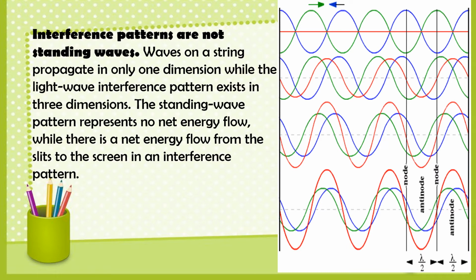So, interference patterns are not a standing wave. Waves on a string propagate in only one dimension, while the light wave interference pattern exists in three dimensions. The standing wave pattern represents no net energy flow, while there is a net energy flow from the slits to the screen in an interference pattern. So okay?